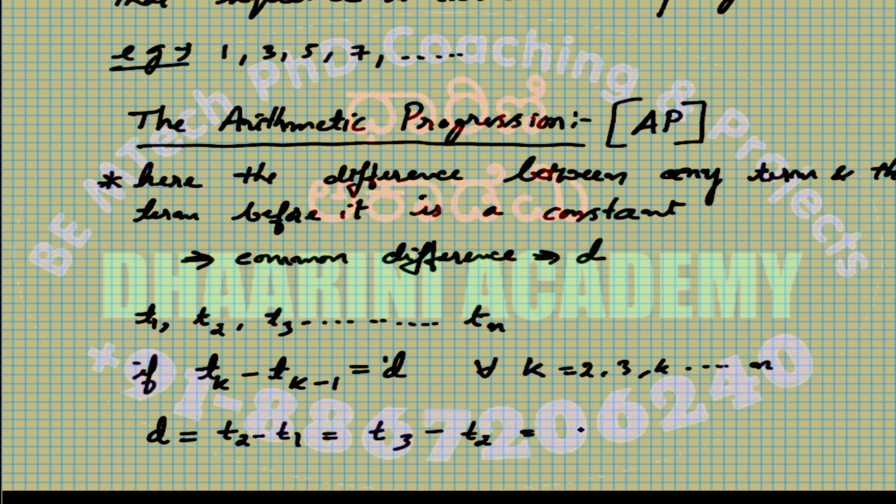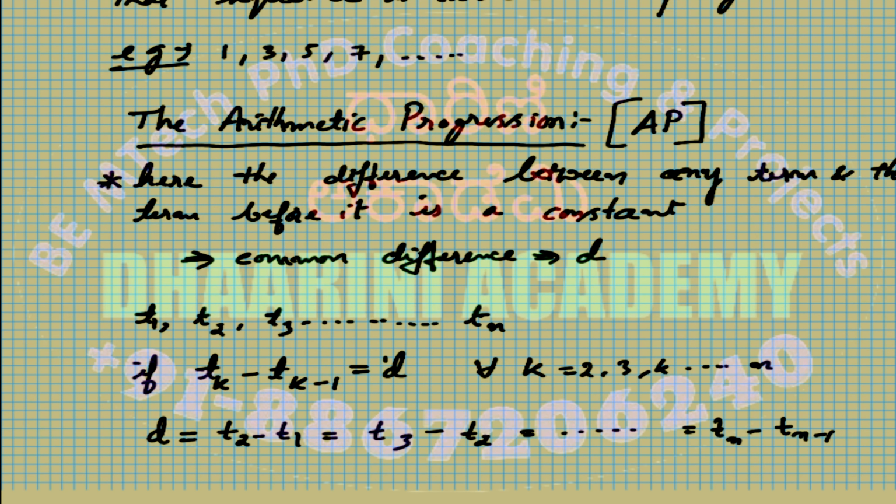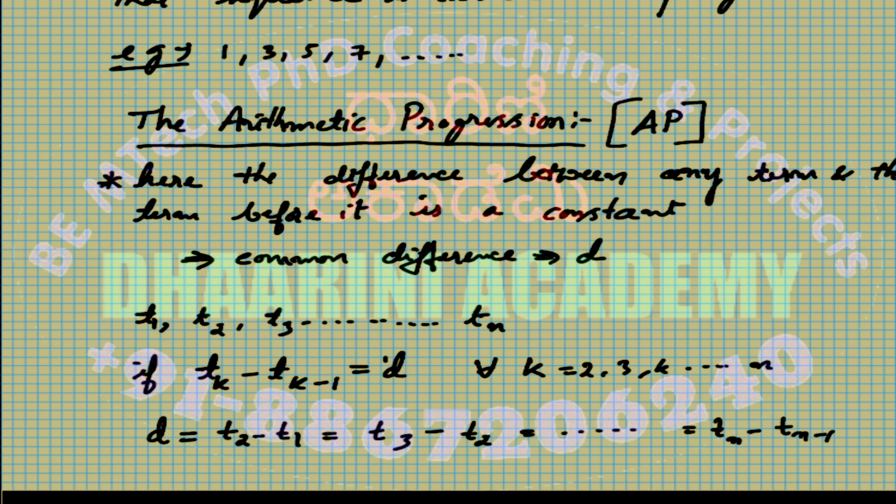That is also equal to Tn minus Tn minus 1. So if this particular relationship holds good, then it is called an AP.